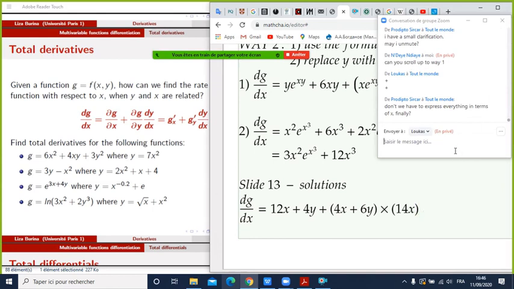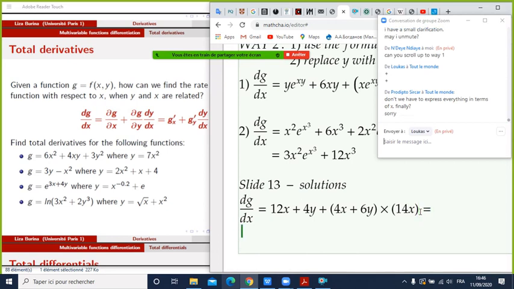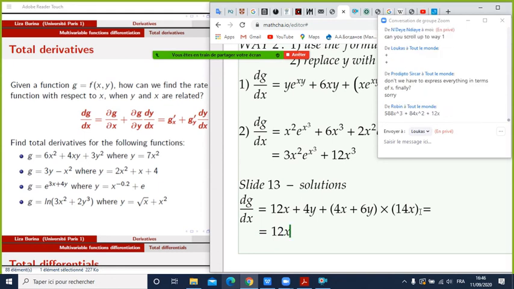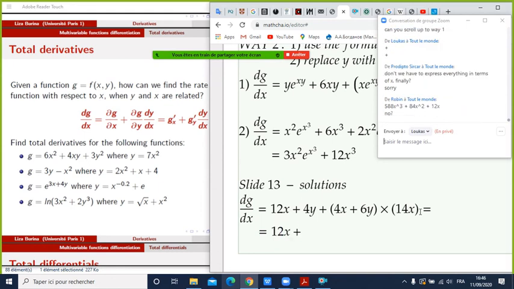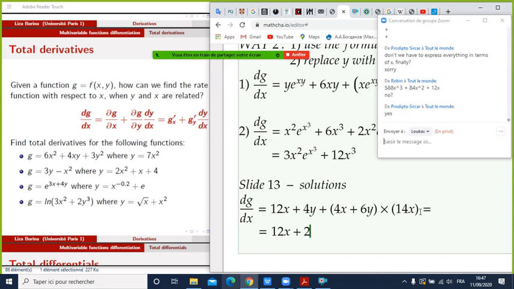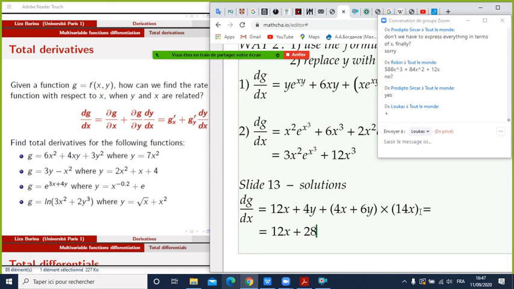Don't we have to express everything in terms of x finally? Yes, we do. So let me go step by step. That was the first one. And now, instead of y, I'm going to write 7x squared everywhere. So this will stay as 12x plus, okay, thank you, Robin, I'm not gonna do that, but for those who got the final answer, well, you can check. So here we had 28. Okay, look, everything is good.